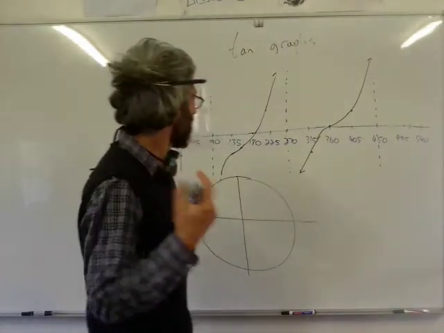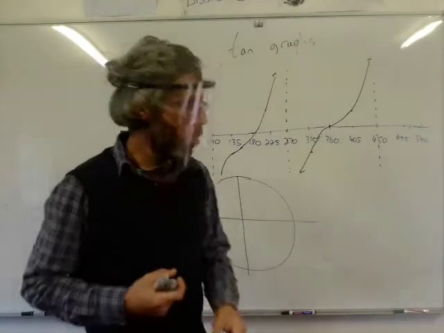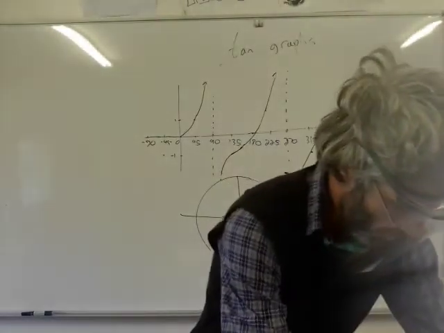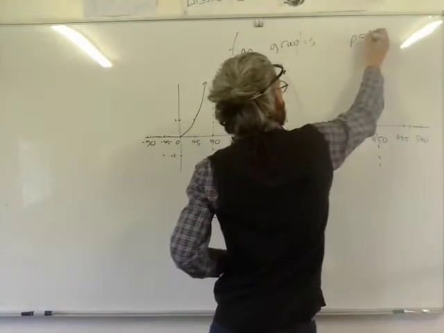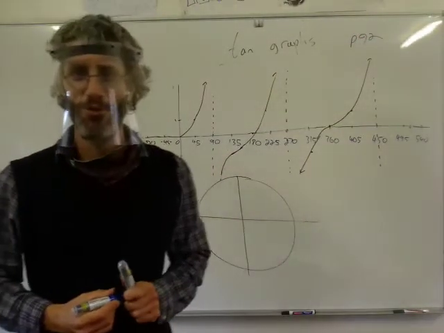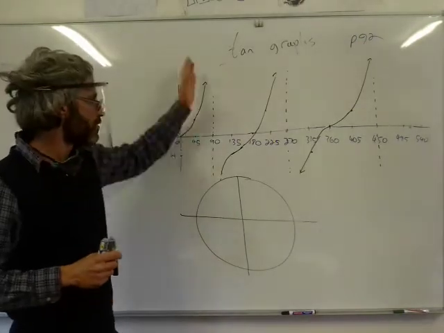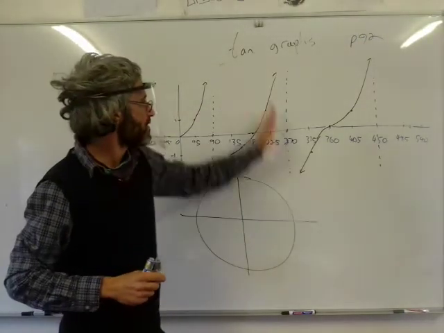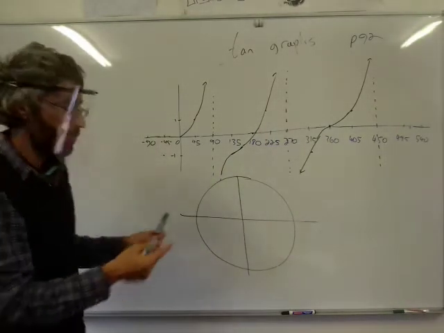Now, I haven't done the best job drawing this tan graph. It's a little bit awkward. So please have a look at page 92. Okay, we're on page 92. We'll get a nicer version there. But we need to understand first of all what's happening at these 90s. 90 and 270.